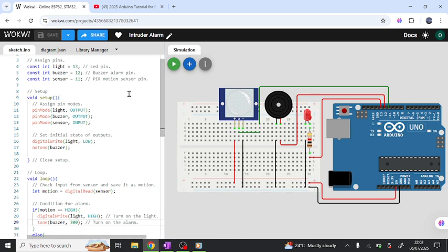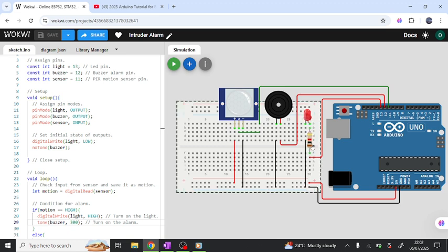Yes, let's just quickly do that. So now look at this. Light, which is our LED, is connected to pin 13. Look at it, LED pin 13. Are you seeing it? Pin 13 of the Arduino. I connected it through this resistor, of course.